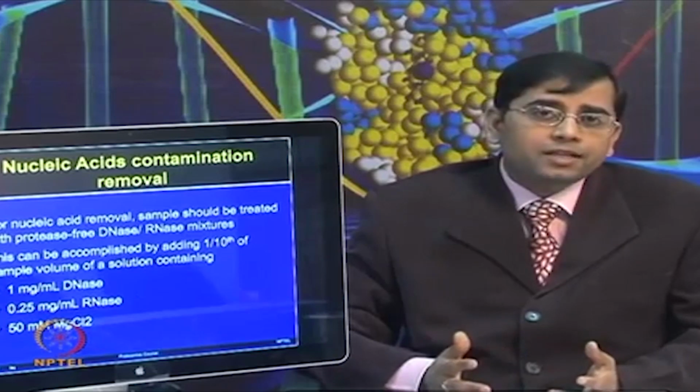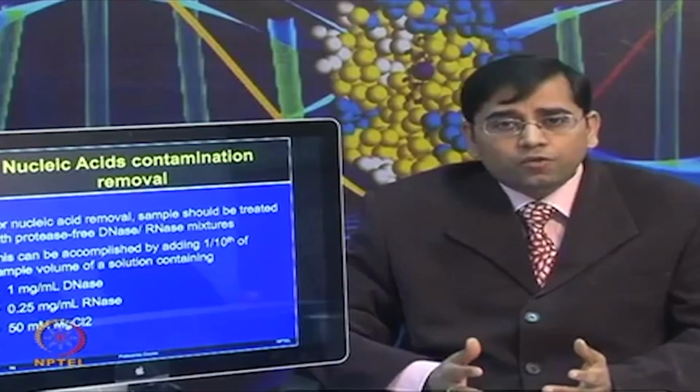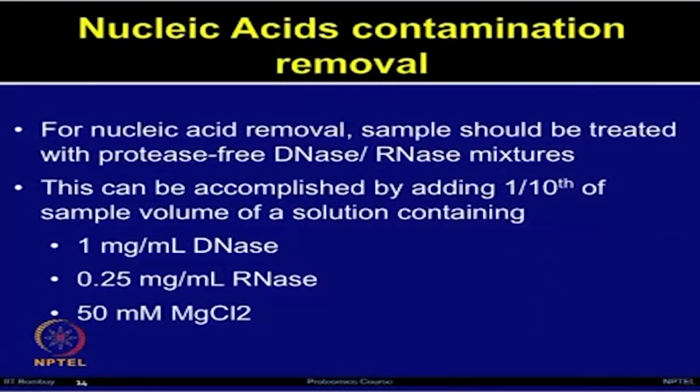contamination, your sample should be treated with protease-free DNAs or RNAs mixtures, and you can accomplish this by addition of 1/10 of the sample volume of the solution containing 1 mg per ml of DNAs, 0.25 milligram per ml of RNAs and 50 millimolar of magnesium chloride. Please perform these steps in the cold conditions. Try to keep this reaction in ice, so that you are effectively performing the nucleic acid contamination removal.